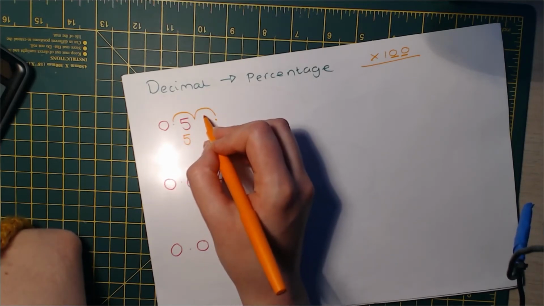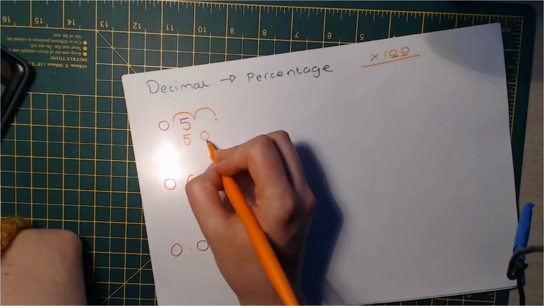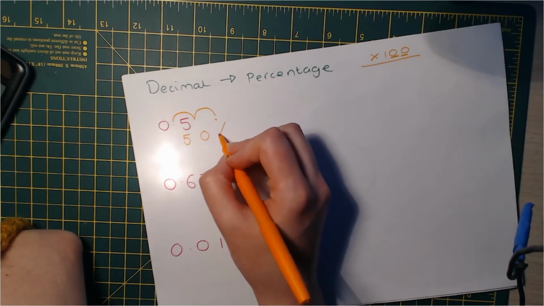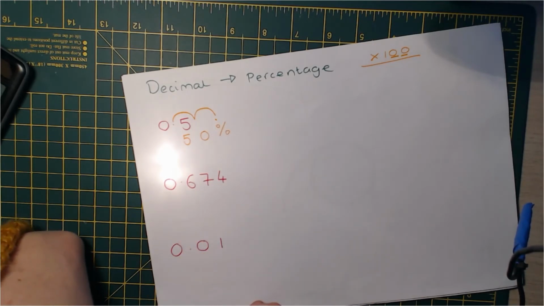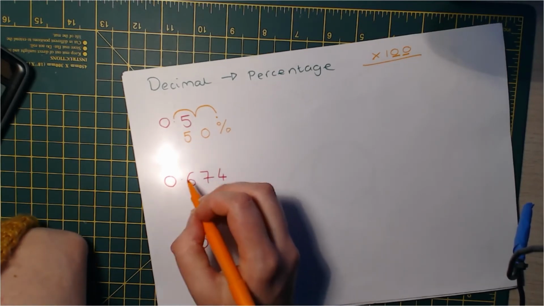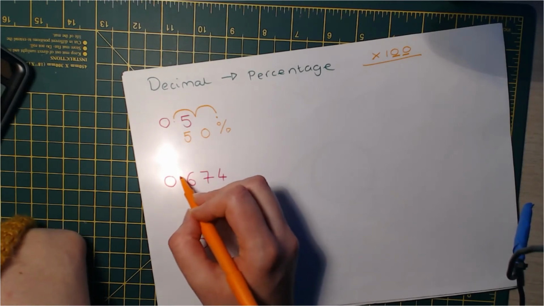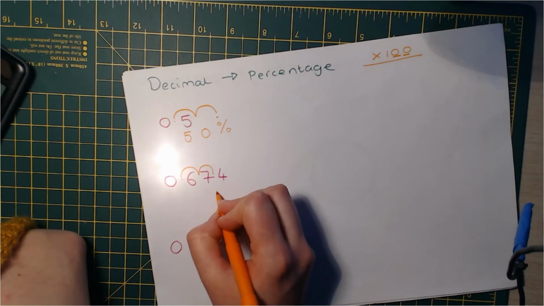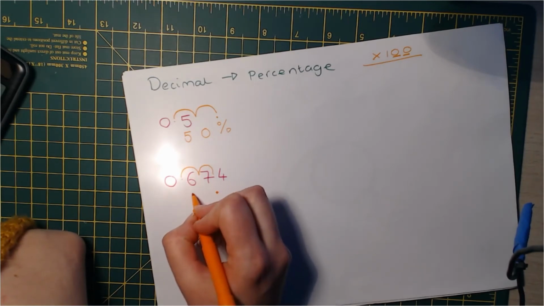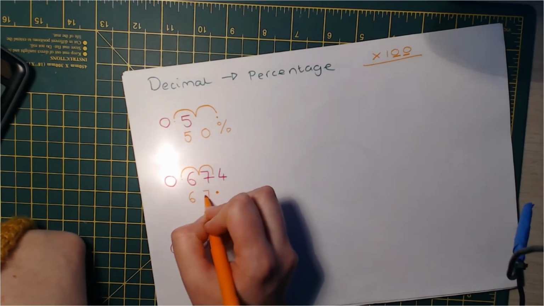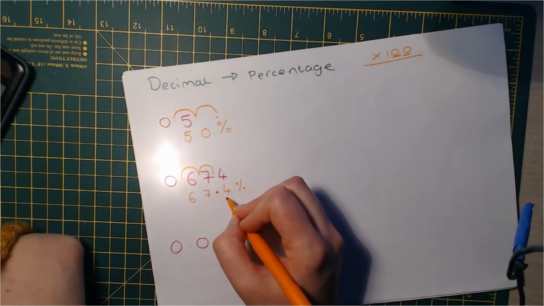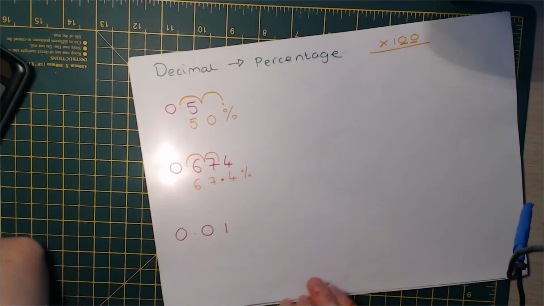We need to put a place filler in here, so we're going to put a 0, always a 0, and the decimal place is going to go there, but actually there's nothing after it, so we can just leave it because it's 50%. Okay, this one here, we're going to do the same thing, multiplied by 100, so it's going to land up here. So let's bring these down, 6, 7, and this time the 4 comes after the decimal place, which is okay. You can have decimals in with percentages, 67.4%.